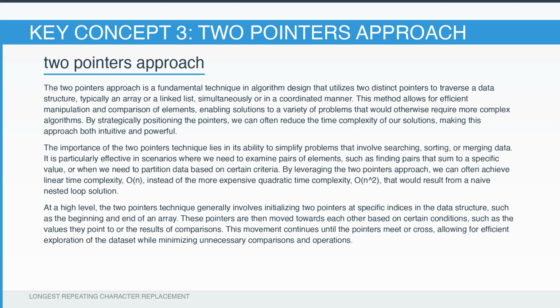At a high level, you start by initializing two pointers at specific indices, often at the start and end of an array. As you compare the values they point to, you move them closer together based on certain conditions. This continues until they meet or cross, allowing you to explore the dataset efficiently without unnecessary comparisons. This is why the two-pointers approach is not just intuitive, but also a crucial tool for solving complex problems effectively.